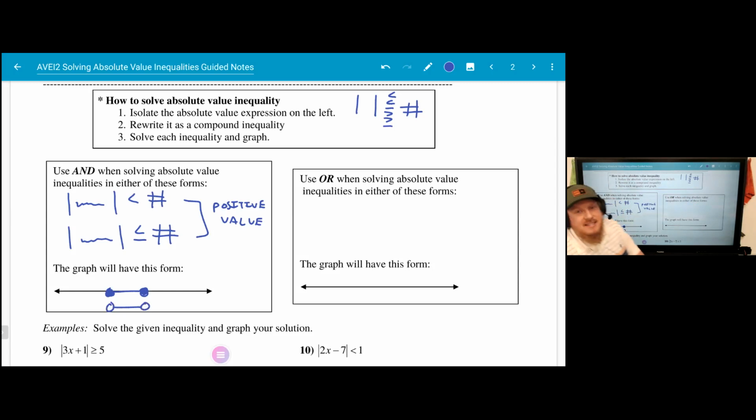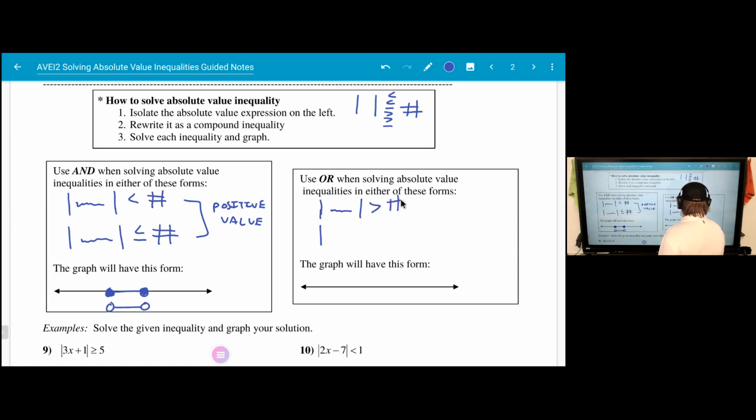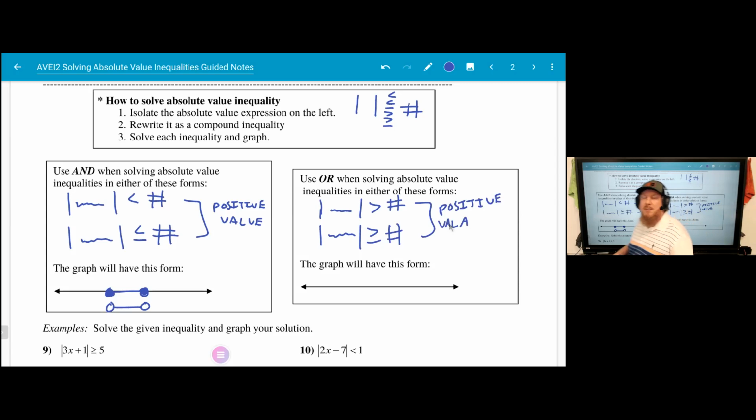Now let's say you've isolated the absolute value and you get greater than or equal to. So you could have stuff greater than or equal to a positive number. Once again, positive value. This is an "or" situation, just like in a boat when you're trying to row. If you're trying to get somewhere, the oars go out. I know, that's fun. That's how you remember it. I know it's spelled differently, but oars go out.